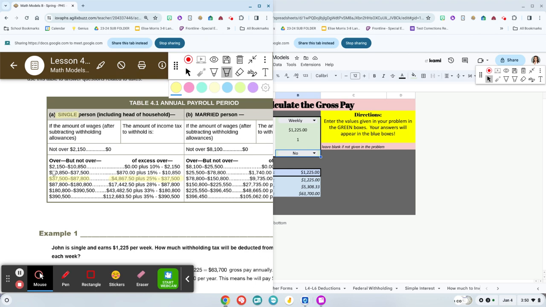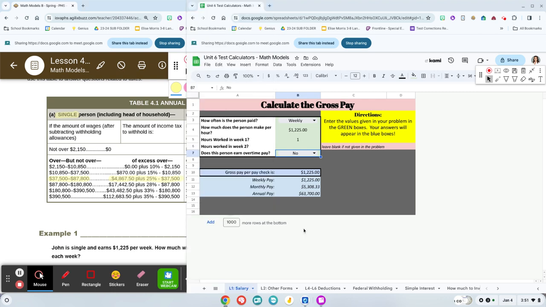So anyone in this range, John is going to pay $4,867.50 in taxes. Plus, he's going to pay 25% of what's over $37,500. So the amount of tax paid is here. The percent is the 25, and then the excess over is there.